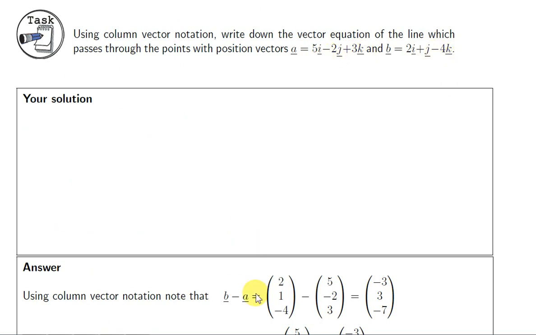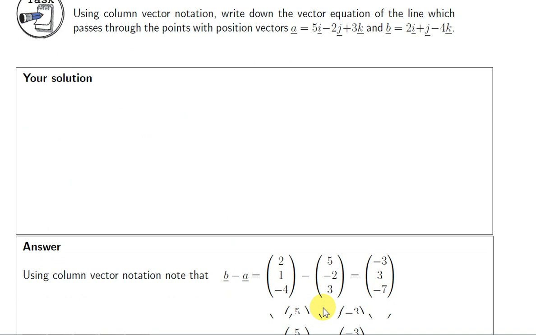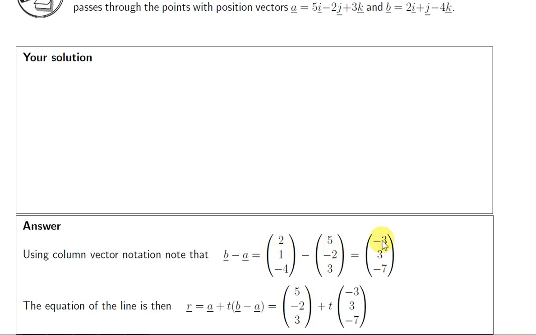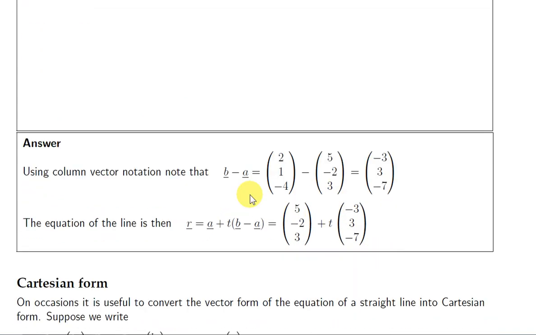Well, we need to get vector b minus a. We write b as a column vector, so that's 2, 1, minus 4. A as a column vector is 5, minus 2, 3. Subtract the corresponding components. To get vector b minus a, we can multiply that by the scalar t and add on vector a.